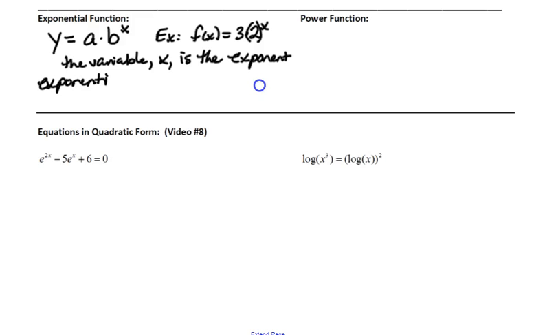So what we can say is in an exponential function, x is the exponent. Now, how do we solve this? We have to use logs to solve.